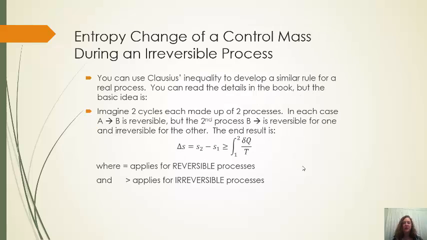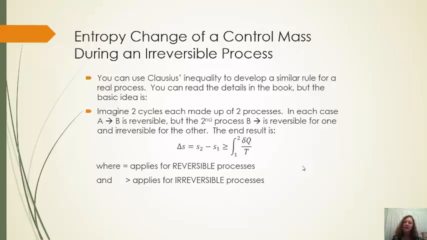So, what's going to happen to the entropy as I'm taking a control mass and looking at a real irreversible process? Now, Clausius's inequality can be manipulated to build a cycle of two processes. One piece, let it be reversible. The other piece, let it be irreversible. If you do that, this is a quick review.